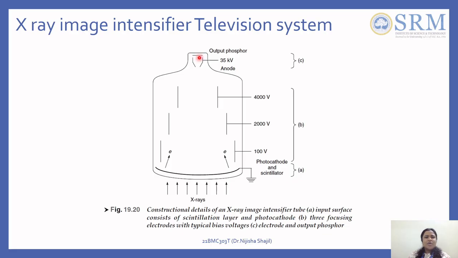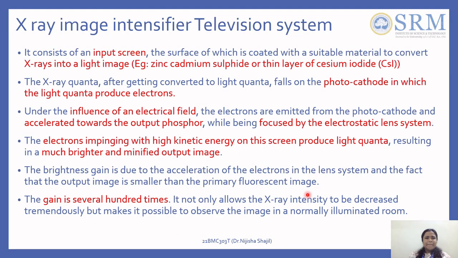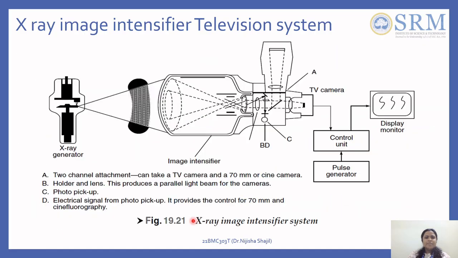Again, you have a target output phosphor. When the electrons go and bombard it, you have visible light to be seen. That is the visual image you see. Again, as a visual photon it is being seen. So this is the X-ray image intensifier tube. So what happens now? You will be able to see in real time. The electrons with high kinetic energy produce light quanta, which you can see as much brighter, but it will be a small output image, and this can be seen more clearly.